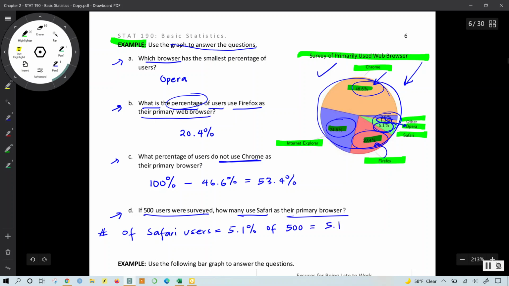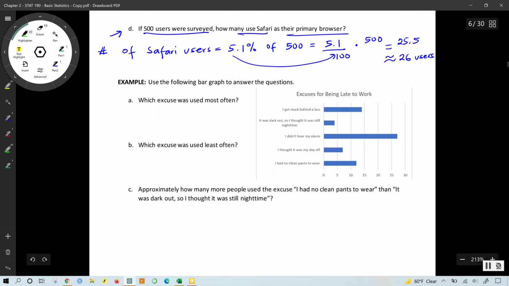This is 5.1% over 100 multiplied by 500. So on your calculator, this should give 25.5. We'll round this up to approximately 26 users. We now proceed to the next example.